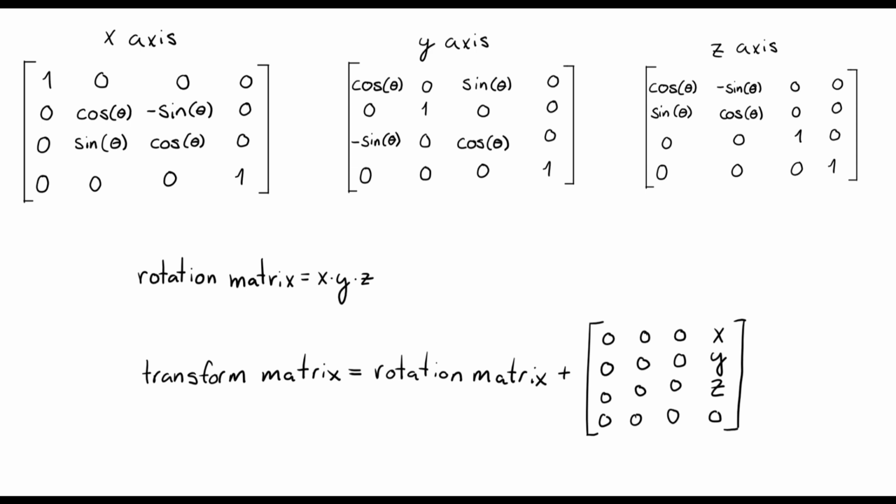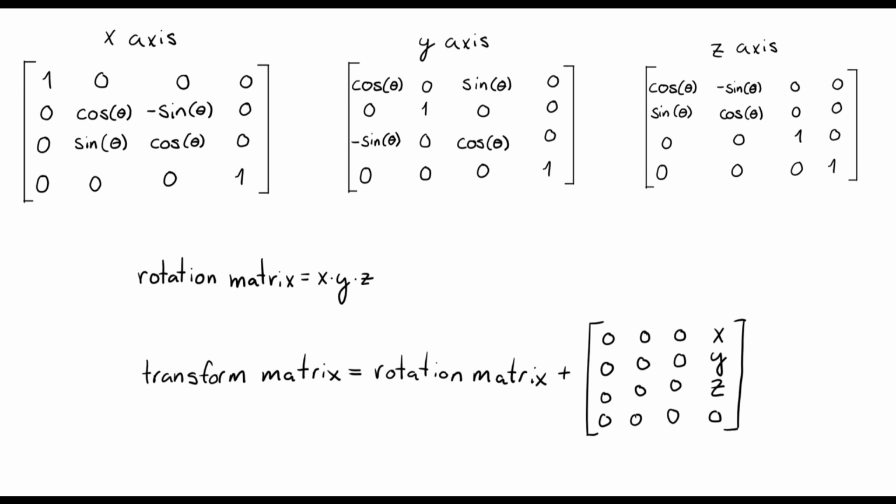And then the translation element, we just need to add to those 3 zeros in the right column. So I just add this matrix, which has mostly zeros, and then just x, y, z in the right column. I hard-coded this in my program for speed, but this is what the mathematical way would be.